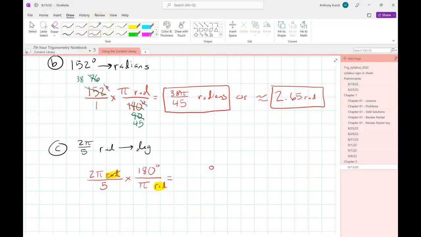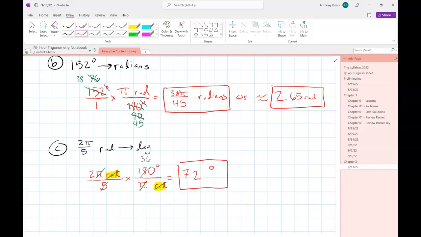So when I multiply, the units can cancel, and then the pi's can cancel. And then I can reduce the 5 and the 180. 5 goes into 180 36 times. So I have just 2 times 36, which is 72, divided by 1 times 1, or just 72 degrees.